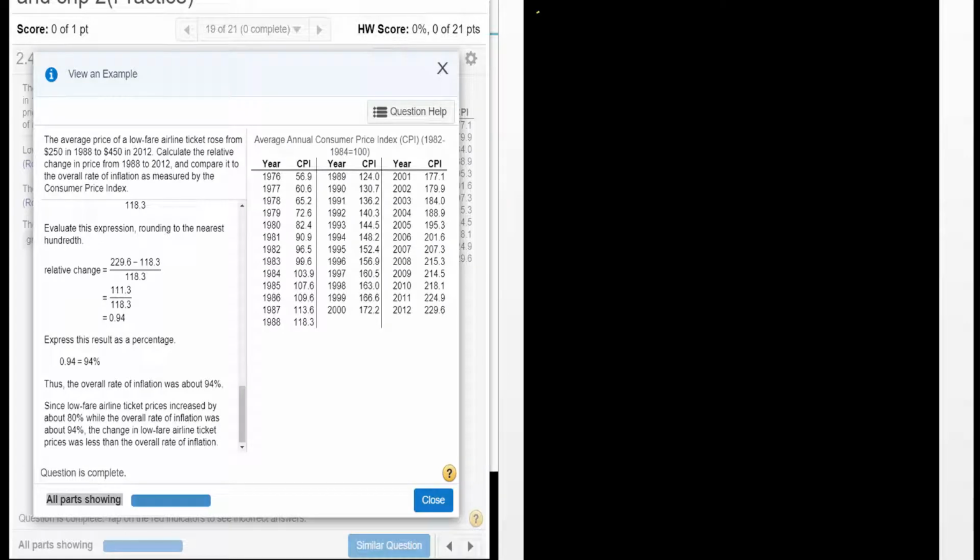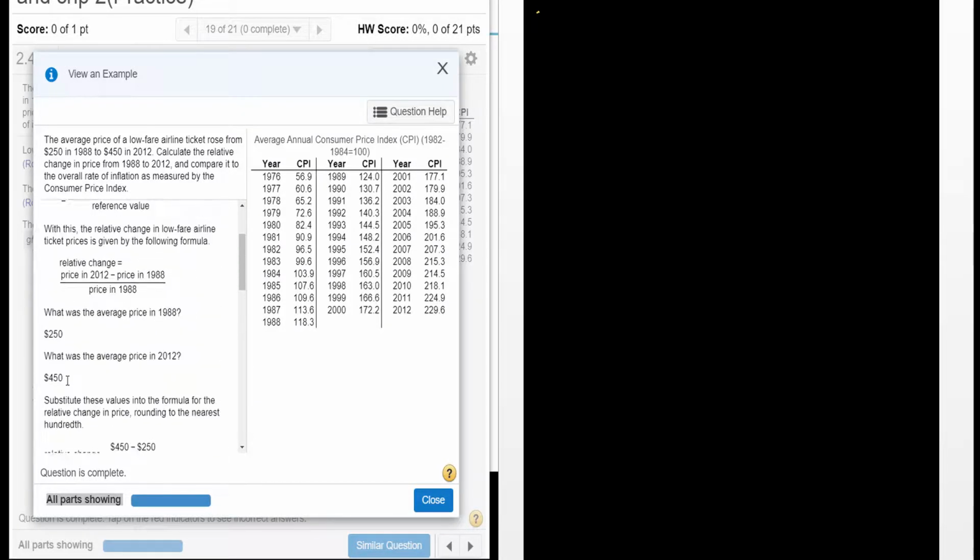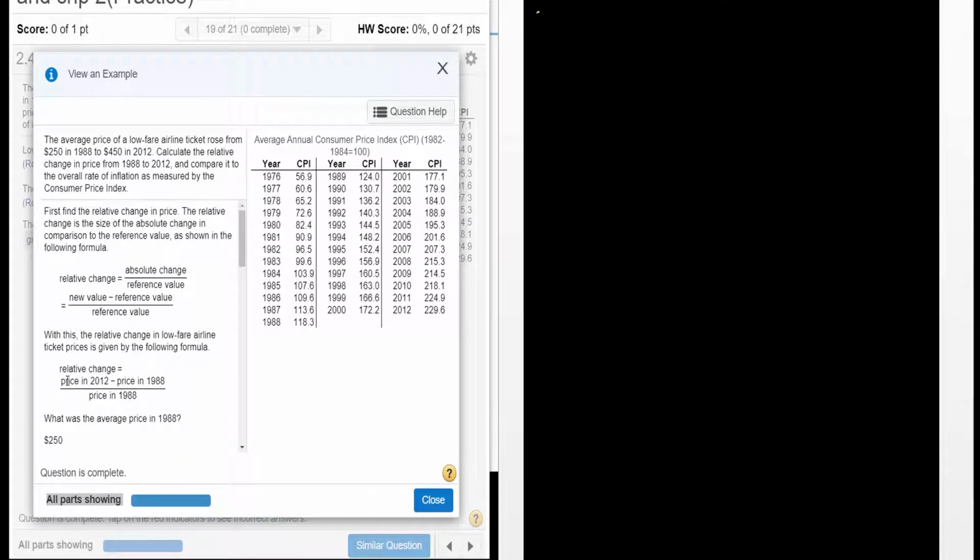Yeah, this particular problem here: the average price of a low-fare airline ticket rose from $250 in 1988 to $450 in 2012. Calculate the relative change in price from 1988 to 2012 and compare it to the overall rate of inflation as measured by the Consumer Price Index.